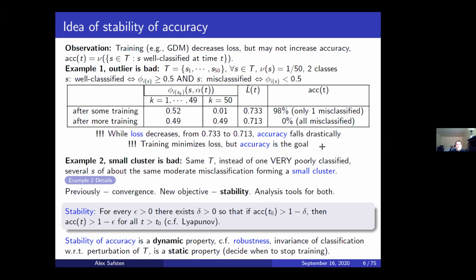And this is what we call a small cluster. We will use that term frequently throughout the rest of this talk.